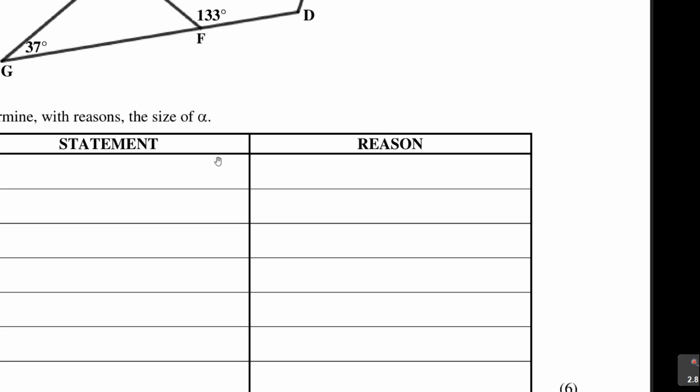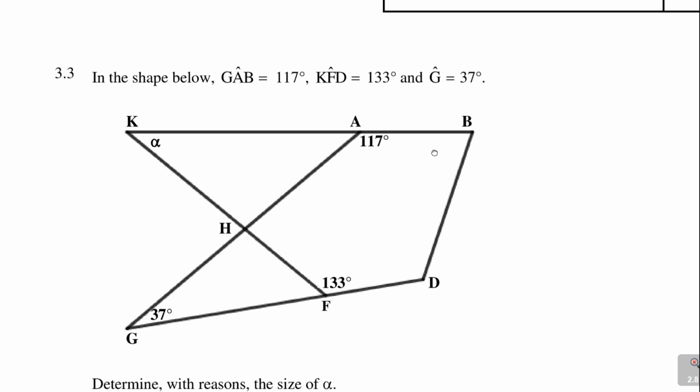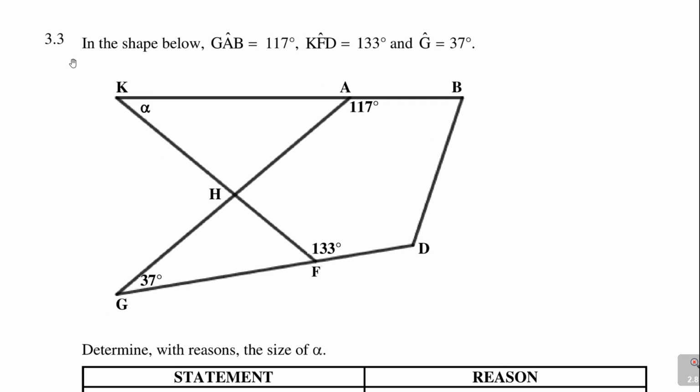Alright, and then let's wrap it up here. We're going to end it here. Question 3.3. We can follow. In the shape below, GAB is equal to that. KFD is equal to that. There it is. They give you these things. There is GAB, there is KFD, there is GFB, and then there is that. They just gave us that.